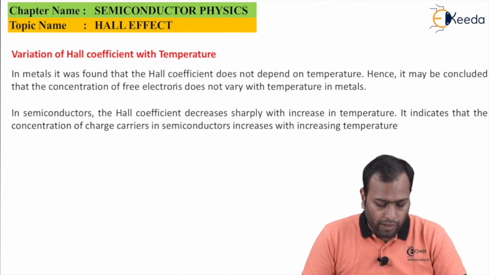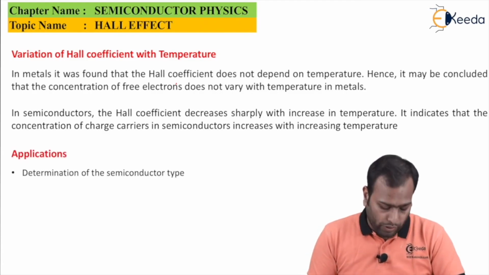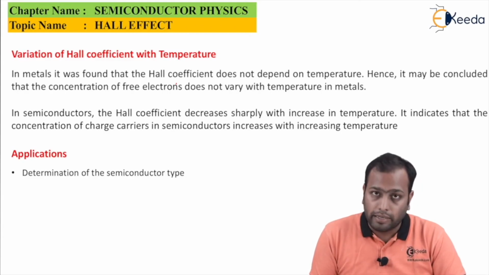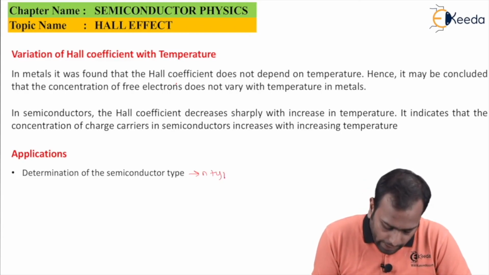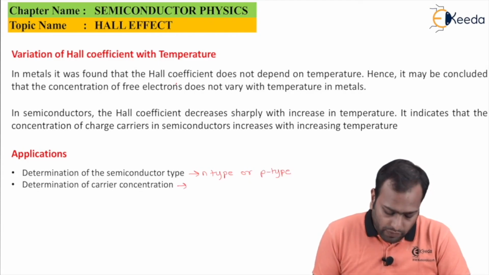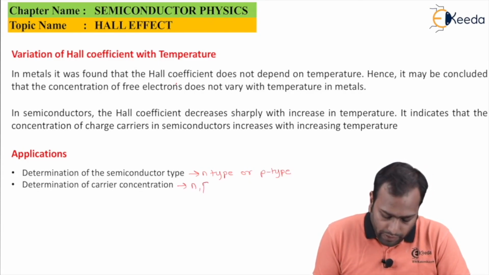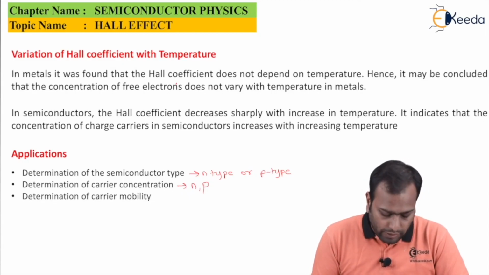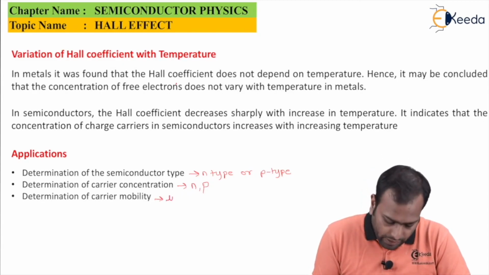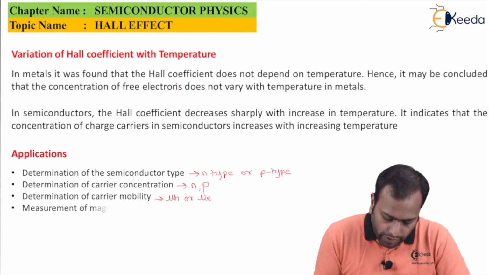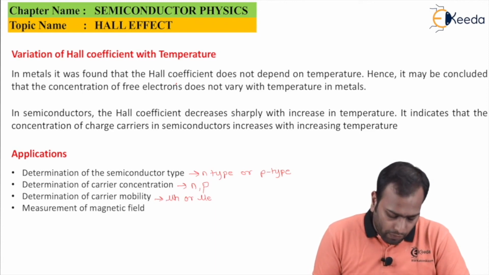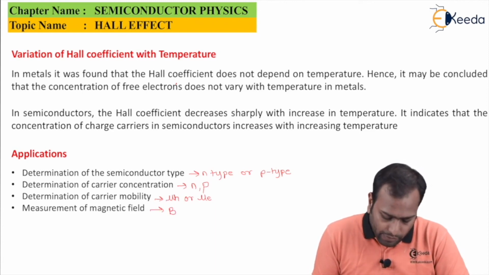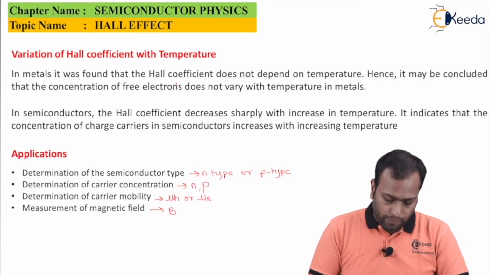Now, let's see where the applications are where Hall effect can be used and what the outcomes are. You can use it to determine the semiconductor type, whether it is N type or P type. You can also use it for the determination of the carrier concentration, that is, if you want to find the value of n and p. You can use it for the determination of carrier mobility, that is mu_H or mu_E. It can be used to find the magnetic field as well, that is B.